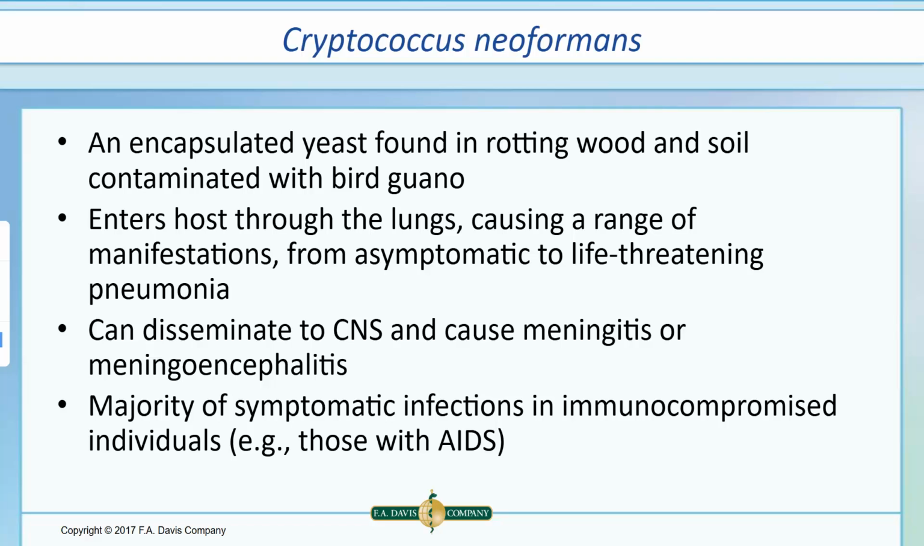The difference is meningitis, particularly around the spinal cord. Meningoencephalitis also involves the brain. The majority of symptomatic infections are in immunocompromised individuals.